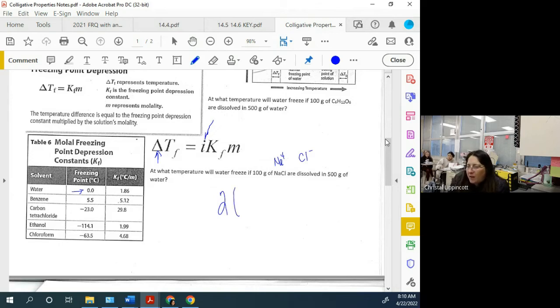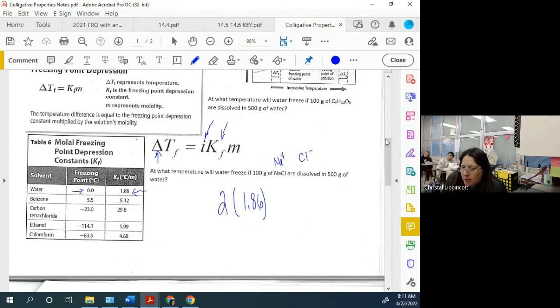The Kf value is for your solvent, and that has to be given to you. You just have to find that in a chart. So for water, that's 1.86. And then we have to multiply that by little m. Do you remember what little m stood for? Molality. Right, molality. Oh, I forgot this guy up here. We'll have to go back up and do him. So we've got to figure out the molality for this.